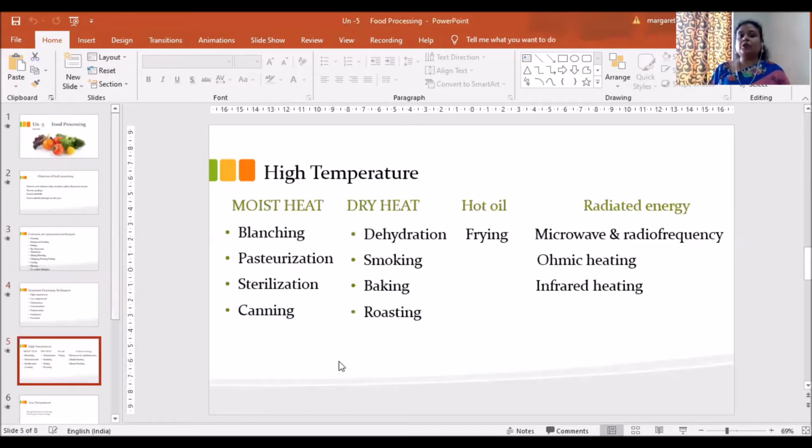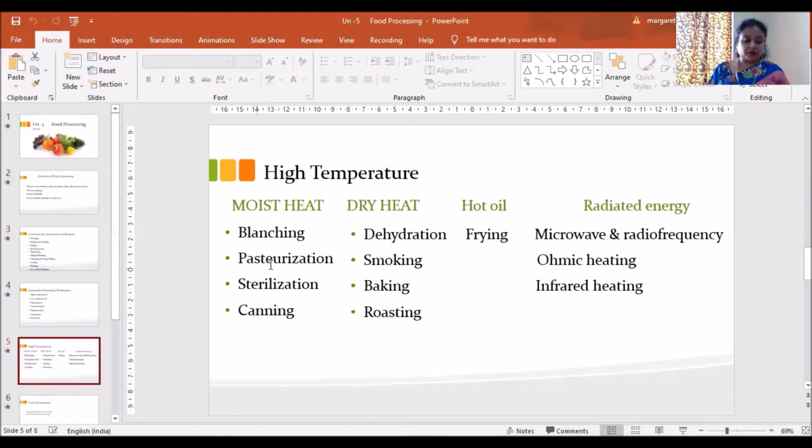For high temperature, we are using moist heat such as blanching. We are blanching the product so that we can increase the color of vegetables like beans, carrots, etc. Pasteurization, we are doing pasteurization for milk products. You can see the pasteurization stamp on the cheese, on the milk packet, as well as on the fruit juices. The main purpose is to kill the microorganisms and to increase the shelf life.